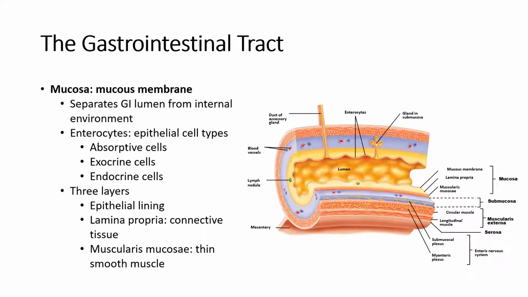Here are the three layers of the mucosa. We just described them: the epithelial lining, the lamina propria, and the muscularis mucosa, which is the epithelial cells, the thin strip of connective tissue, and then the thin strip of smooth muscle, all forming the mucosa.